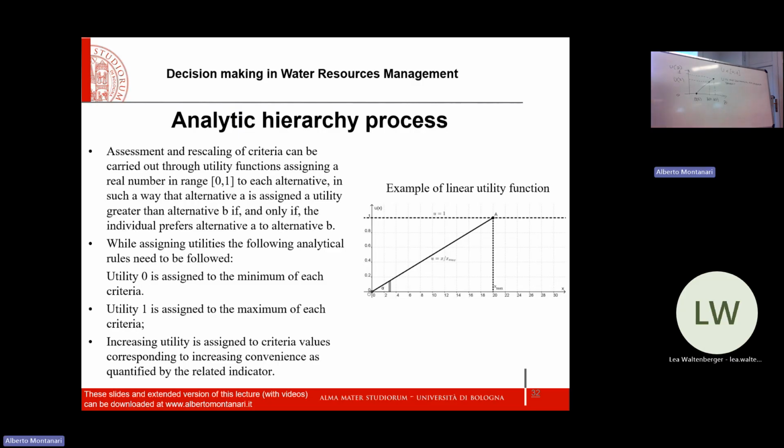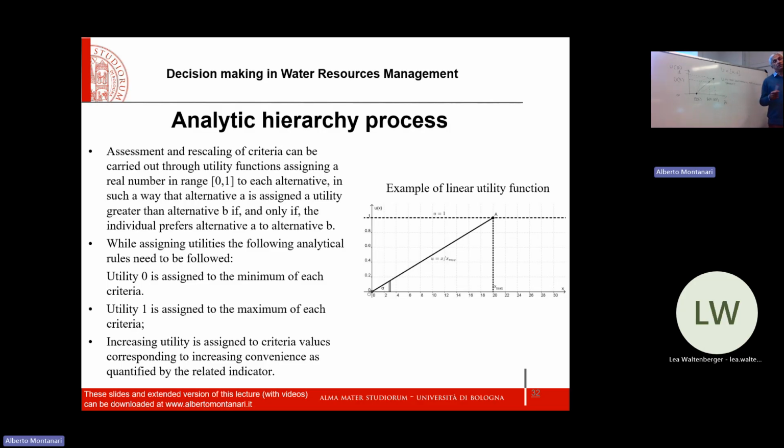Linearity is not the only solution. We can also do something like this, and in this case benefit 2 is assigned a higher utility. Or conversely, we do something like this. This is a convenient way to rescale. If you want to rescale the environmental impact, you first have to find a way to measure it, and once it is measured, it can be rescaled.